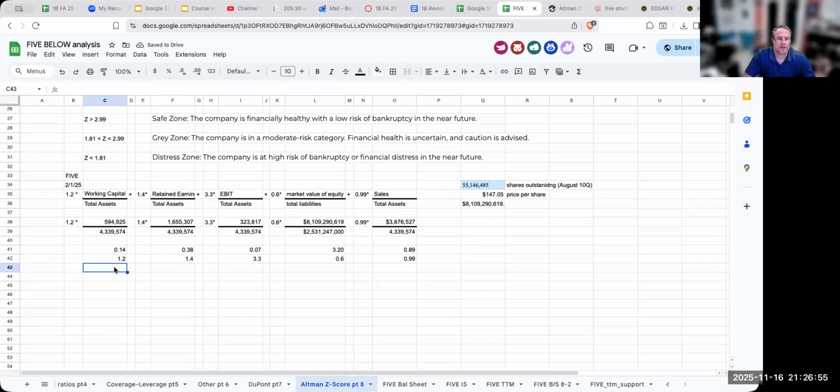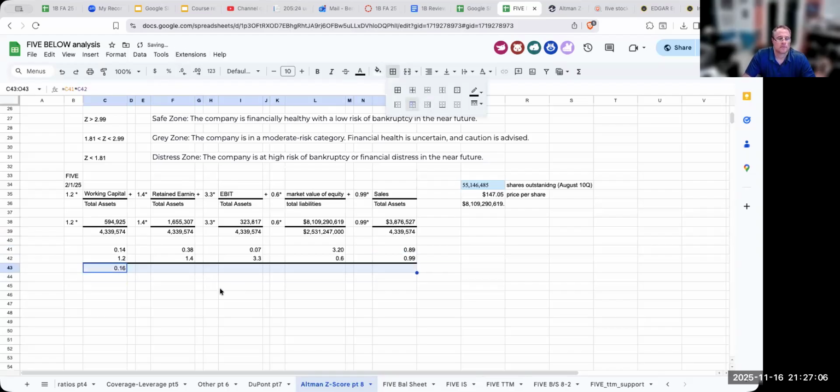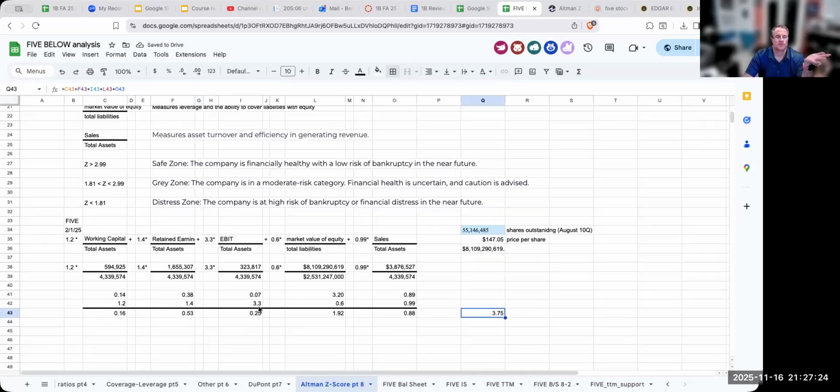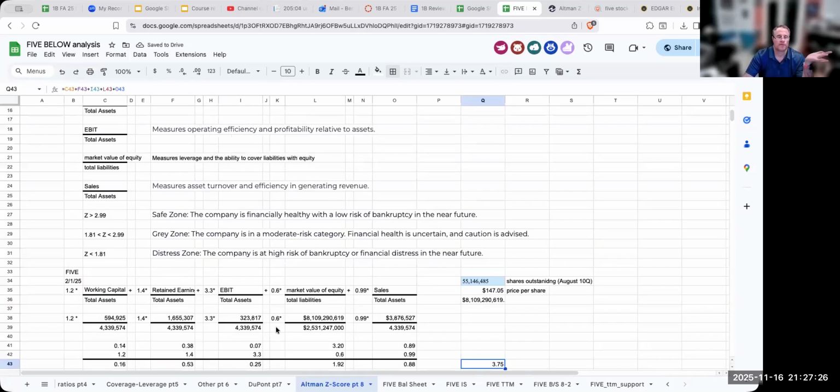Under the Altman Z-score, we'll take this down to 2 decimal places. Right over here, when it comes to 5 Below and we look at the Altman Z-score, we've got about a 3.75, which is higher than the threshold they have.